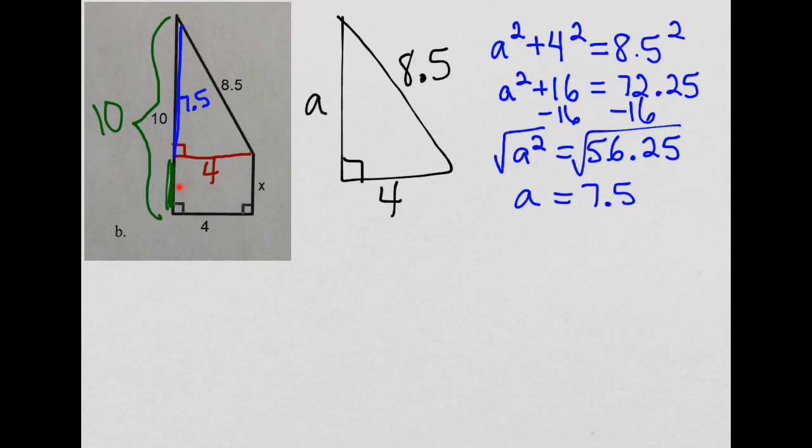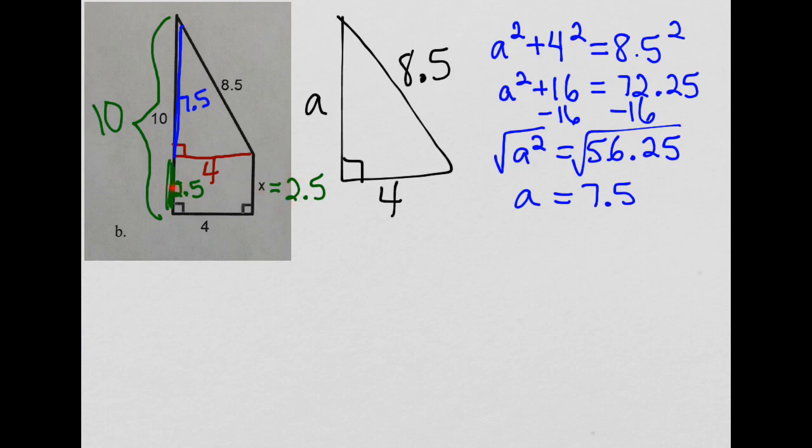To find this green length, we just take 10 and subtract 7.5 from that. So 10 minus 7.5 is 2.5. So that's 2.5. Okay, so if this is 2.5, this is also 2.5.